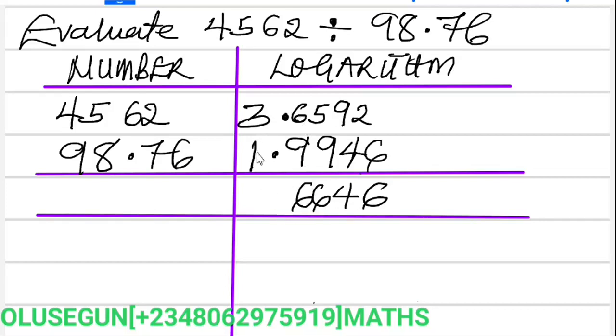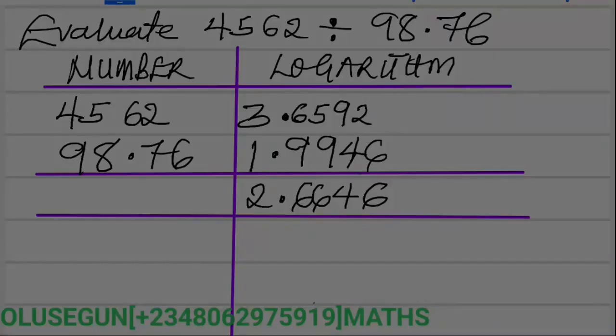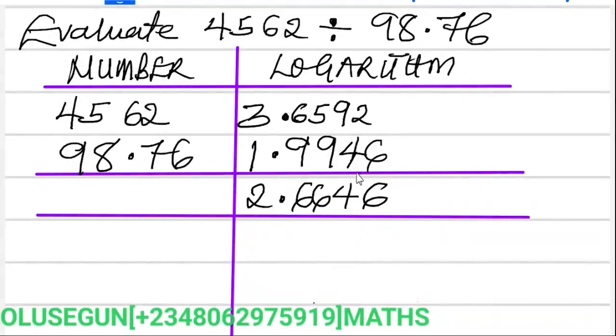Recall that this one has now become 2. So since it has become 2, therefore it will give us 1 minus 2. It will give us 2.6646. So we are now able to reach the exact area that we are going to. Where are we going to? How to find the antilog?